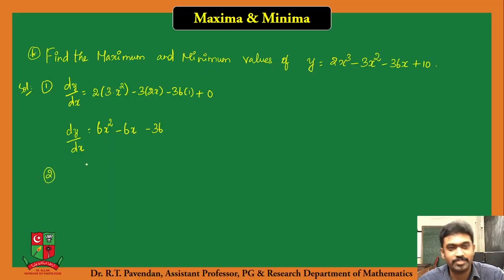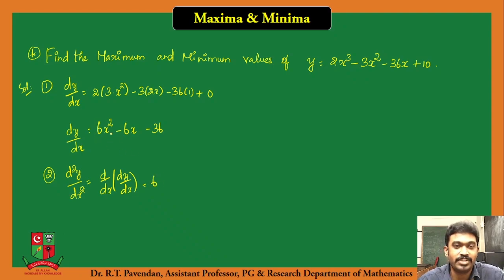The second step is we have to find the second derivative, that is d square y by dx square, which is nothing but d by dx of dy by dx. So now we have to differentiate the obtained dy by dx once again with respect to x. So now we get the values as, we already have 6 here, so 6 is a constant.